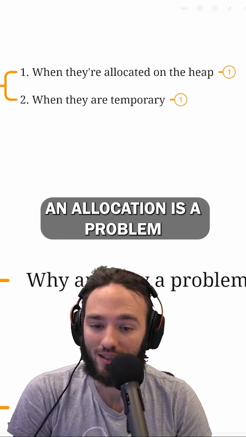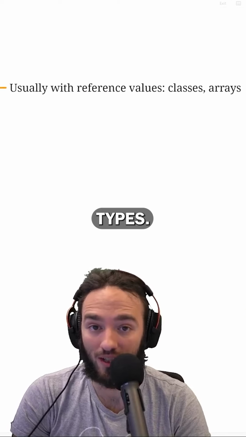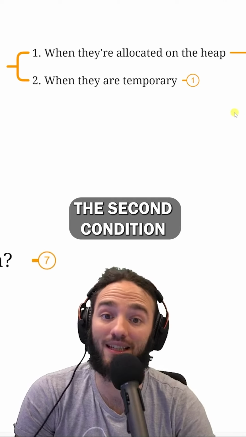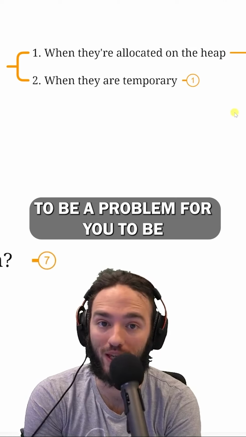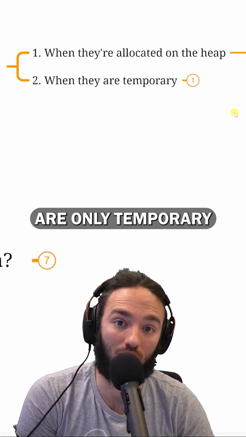First, an allocation is a problem only if they are allocated on the heap. This is usually on reference types, every time that you use, like, a class. The second condition for an allocation to be a problem for you, to be a concern for you, is when these allocations are only temporary.